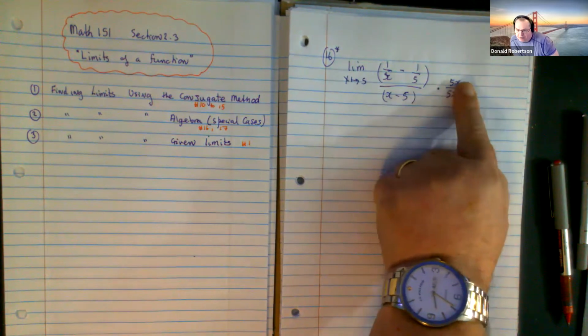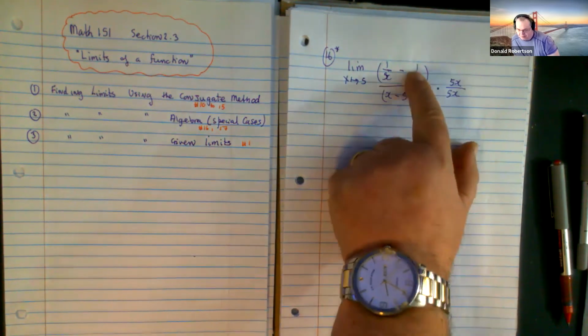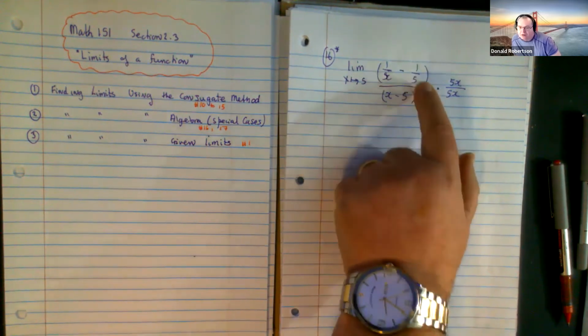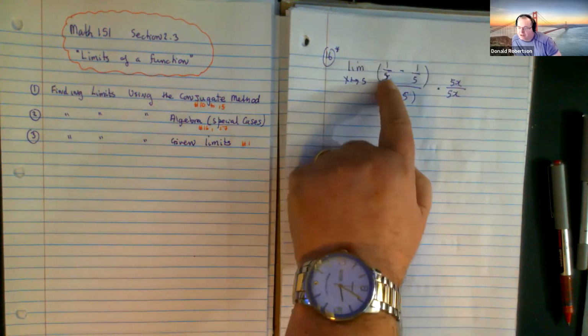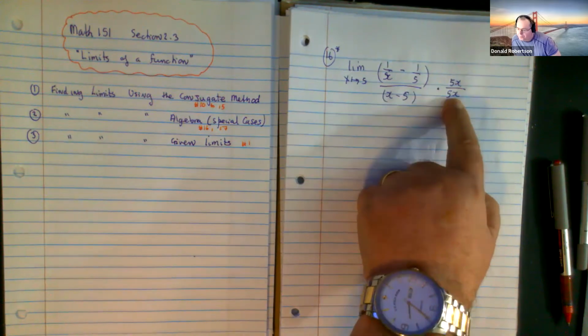I didn't multiply just by 5 over 5. That would have taken care of this 5th. It would have made it nicer. And I didn't just do x over x, and that would have taken care of this. Can you see why I needed a 5x top and bottom?